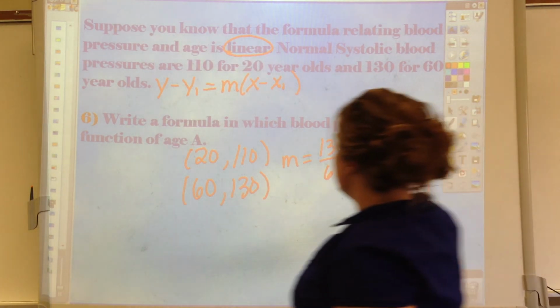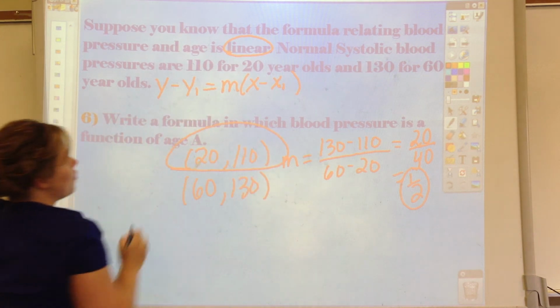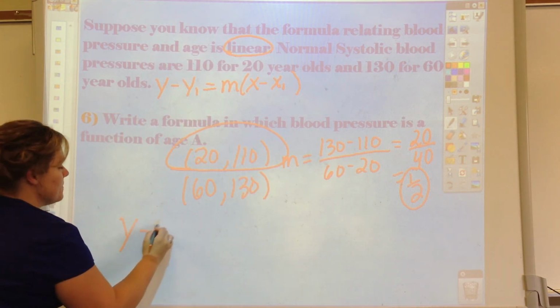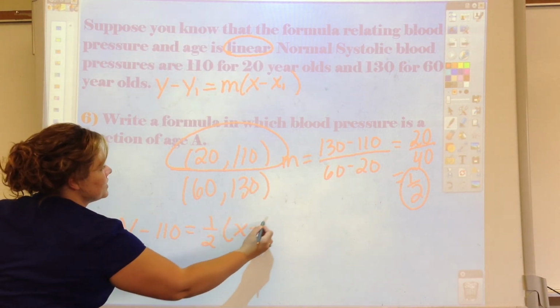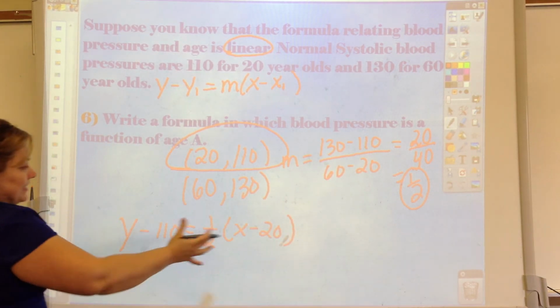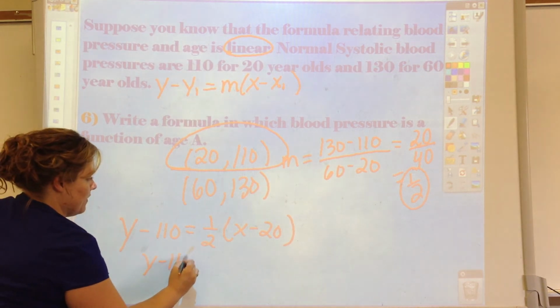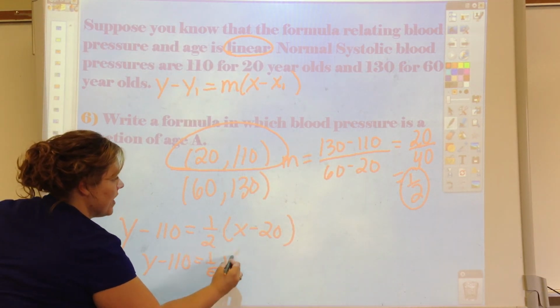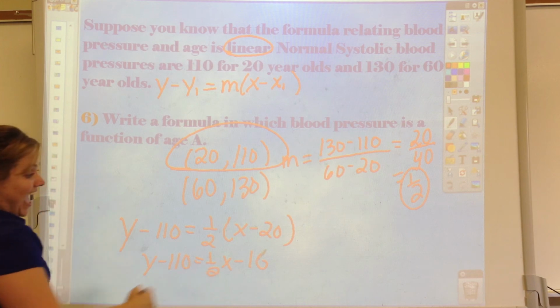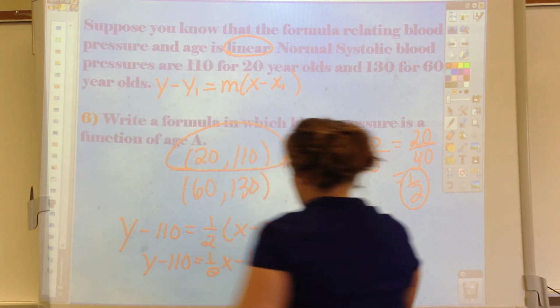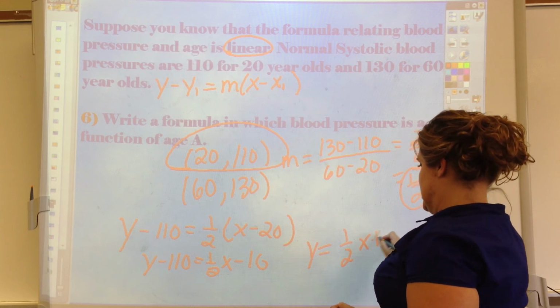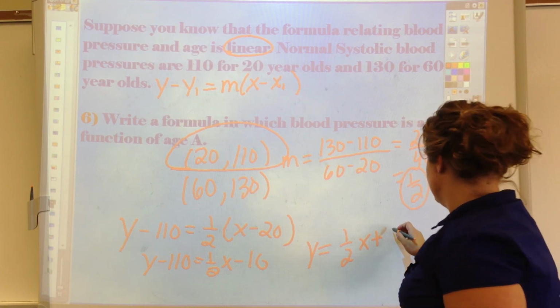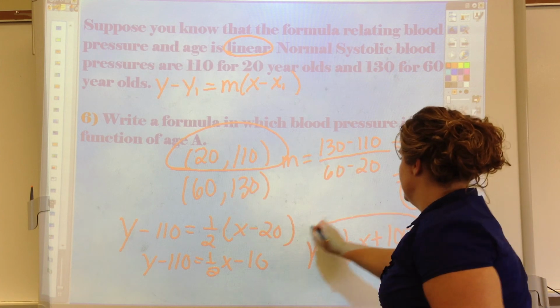Okay, now let's go ahead and plug it in, and I'll use my x1, y1 point. Y minus 110 equals 1/2 times x minus 20. And let's simplify. And I get 1/2 x minus 10. Add 110 to both sides. And I get y equals 1/2 x plus 100. Beautiful.